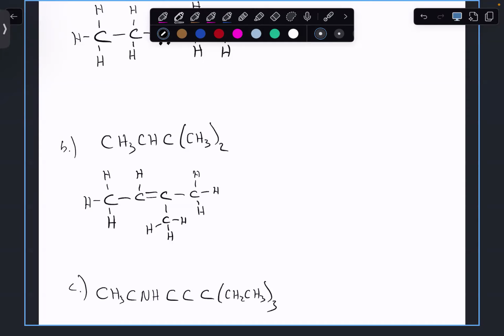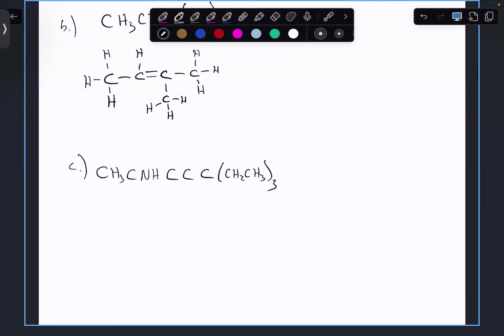So that's one thing you can do. If you're working through these and you write a structure and you notice that not everything has its octet, that is a trick you can use. Put in double bonds, put in triple bonds. That'll sometimes fix it. We'll look at this last one with you.